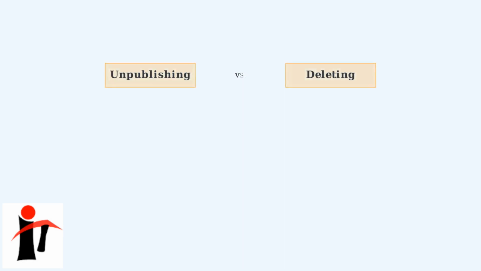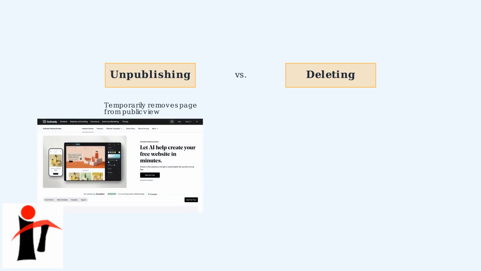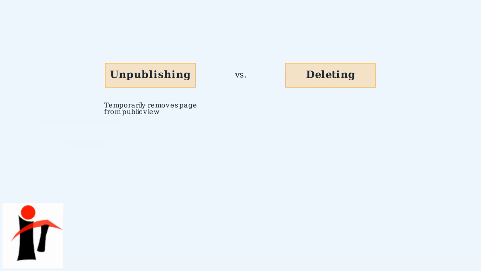In GoDaddy Website Builder, you can manage pages using two main methods, unpublishing and deleting. Unpublishing a page temporarily removes it from public view. It's ideal for seasonal content, drafts, or pages you want to hide without permanently erasing them. The page remains in your editor, preserving SEO elements like URLs and backlinks.